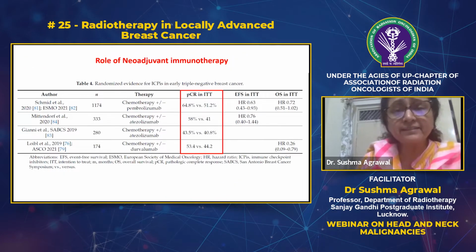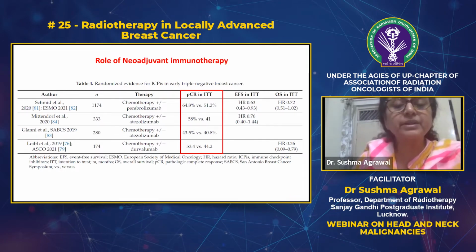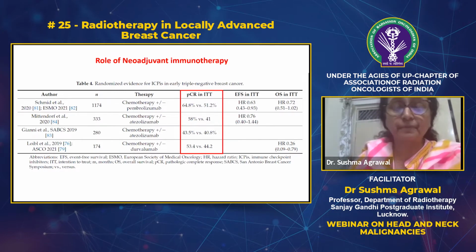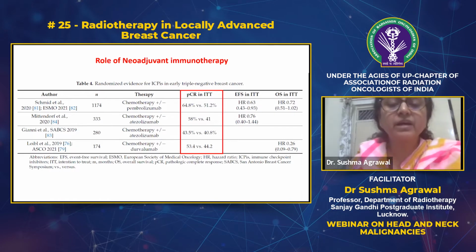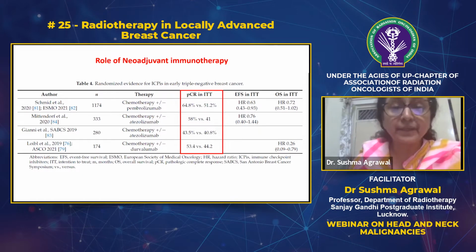So, what else in triple negative? Nowadays, people have started establishing the role of immunotherapy in this worst biology patient. And since I'm talking about PCR only, in this first study, you can see that the PCR improved by 15%, from 50% to 65% if pembrolizumab was added to chemotherapy. So again, it is gradually becoming important, provided the patient can afford it.